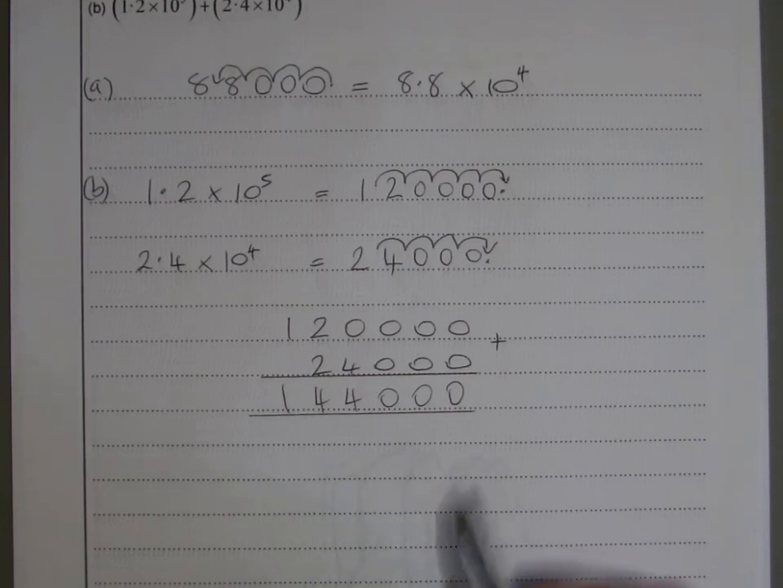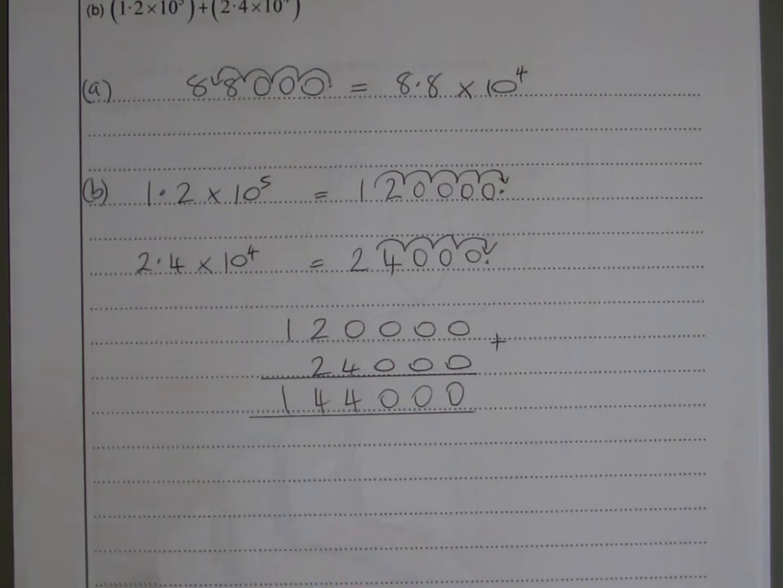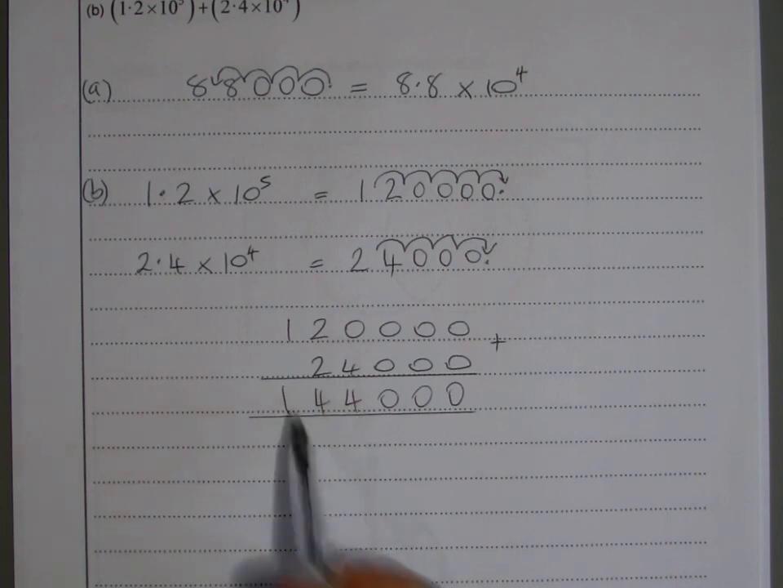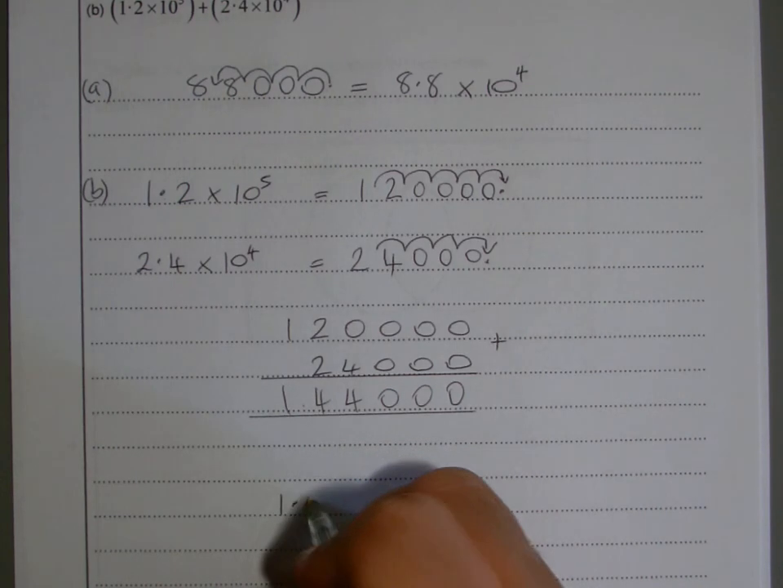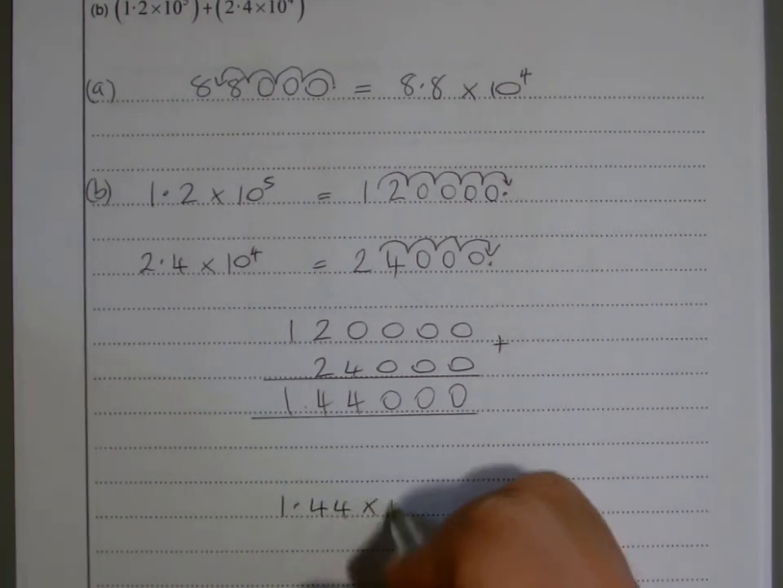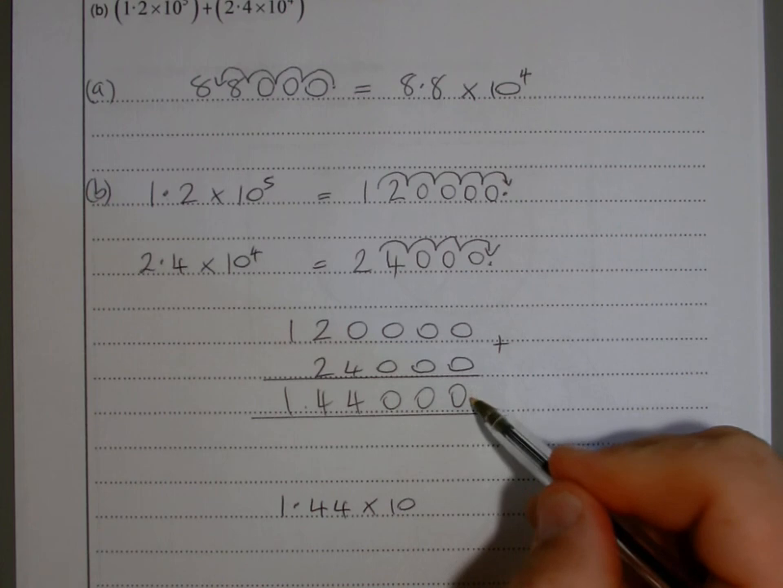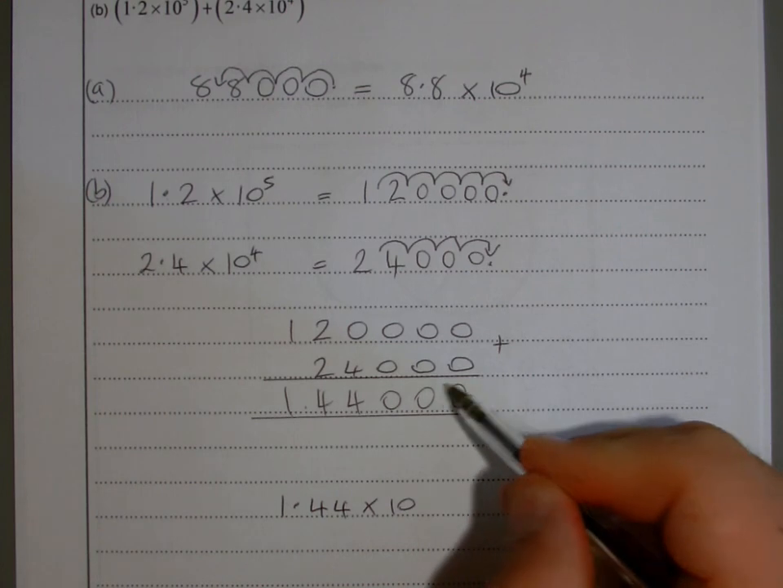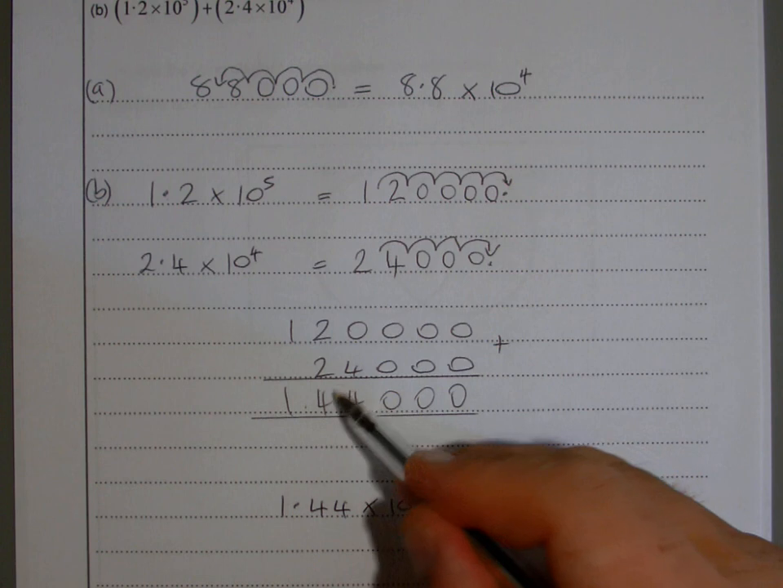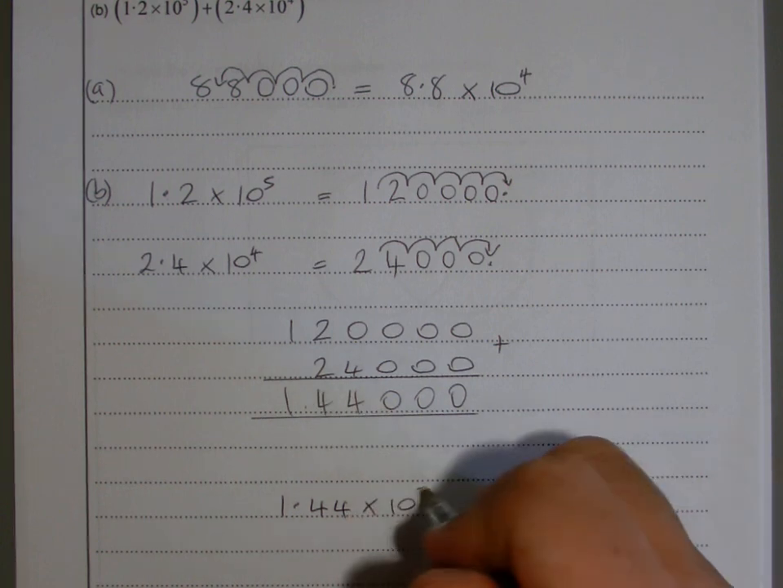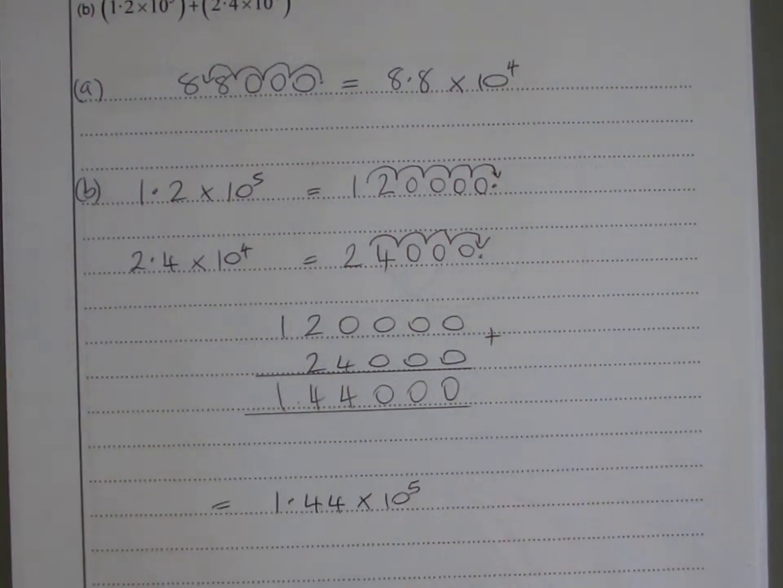But I need it in standard form, don't I? So to get it in standard form, you've got to think, where's the decimal point got to go? Now, it's got to be between 1 and 10. So it's no good putting it there, because that would be 14.4. So it's got to go there, isn't it? So it'll have to be 1.44 times 10. Well, how many places has the decimal point moved? Well, it's gone from here. 1, 2, 3, 4, 5 places. So my answer will be 1.44 times 10 to the power 5.